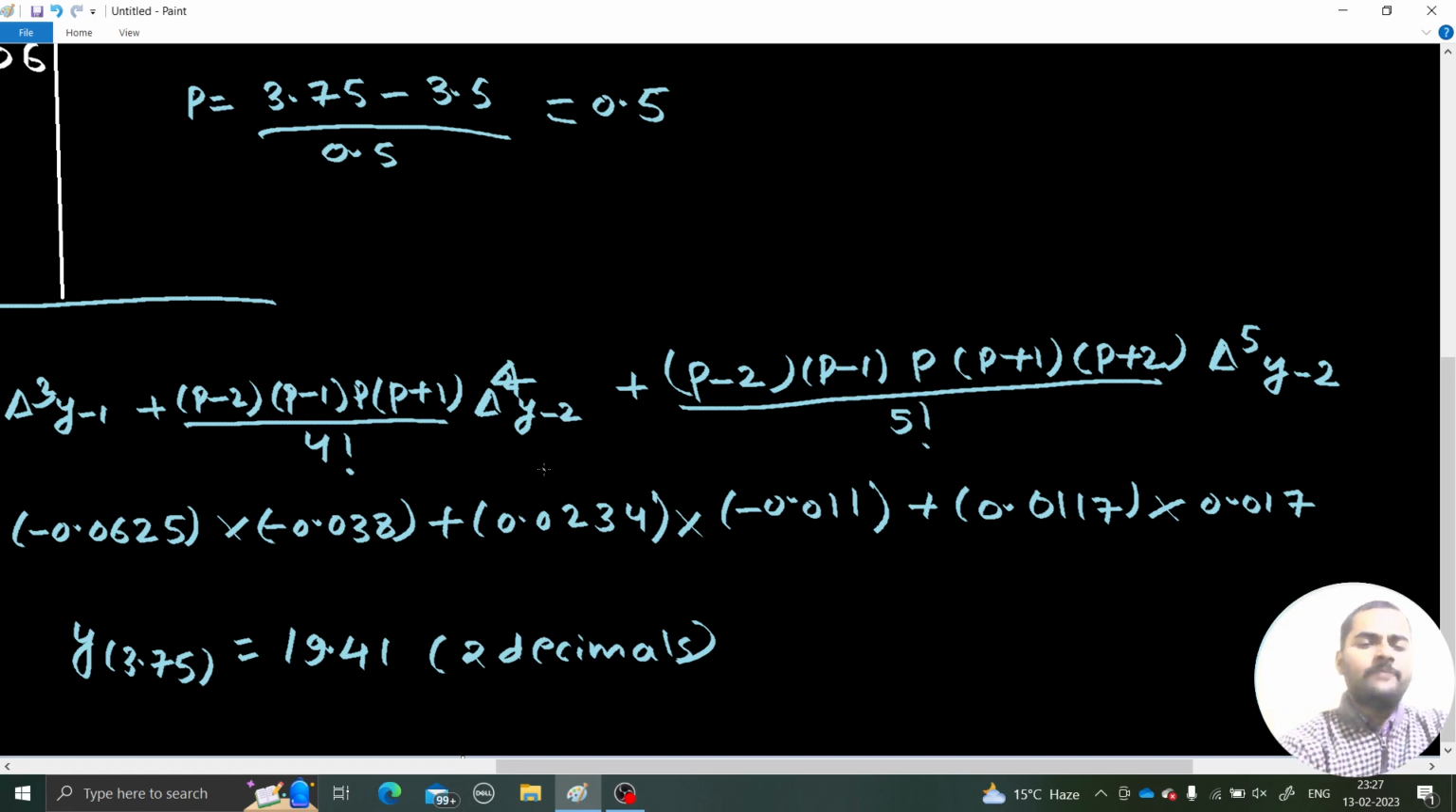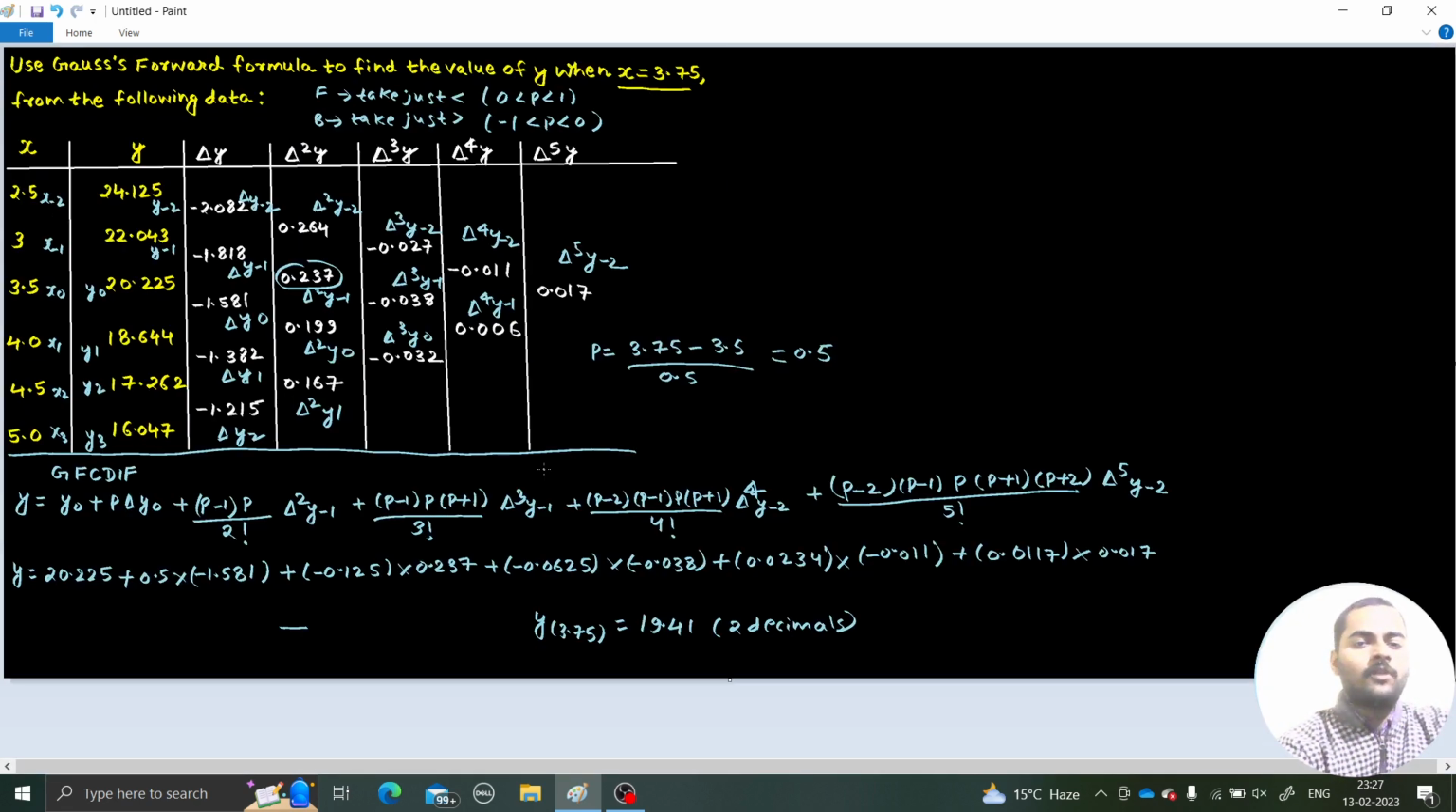So with the same problem you can calculate both forward and backward, but yes, for good accuracy it is always preferred that whenever you are taking p between 0 and 1, it is for forward, and whenever it is between minus 1 and 0, it is for backward. Okay, so that's it we saw today.